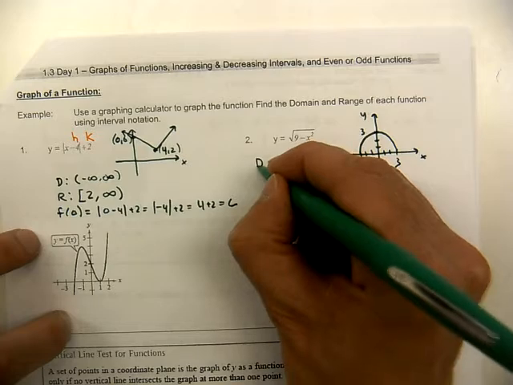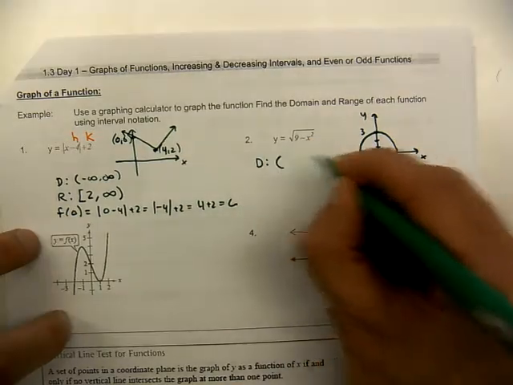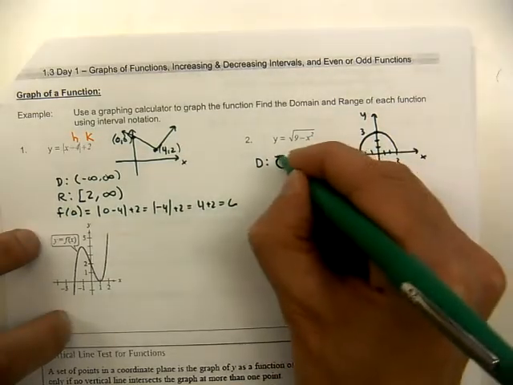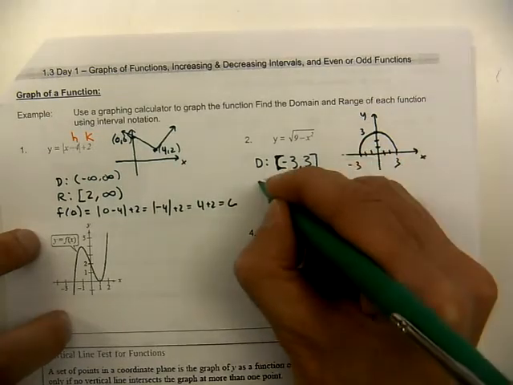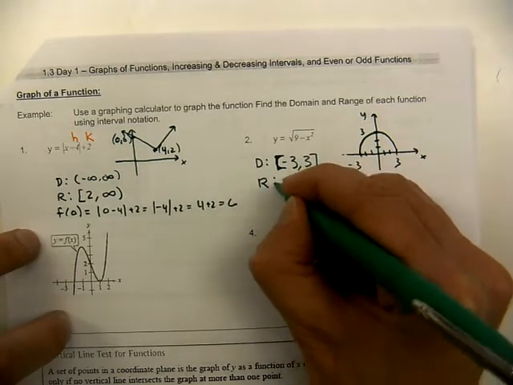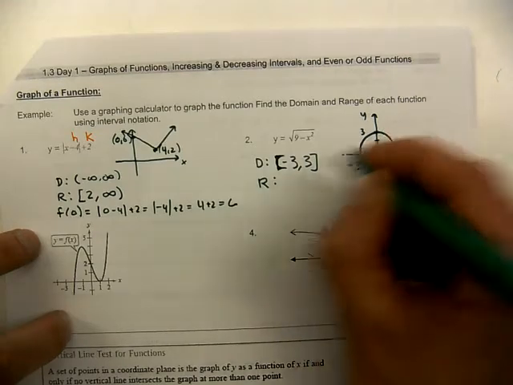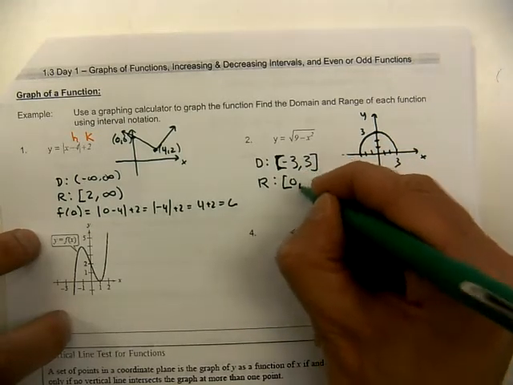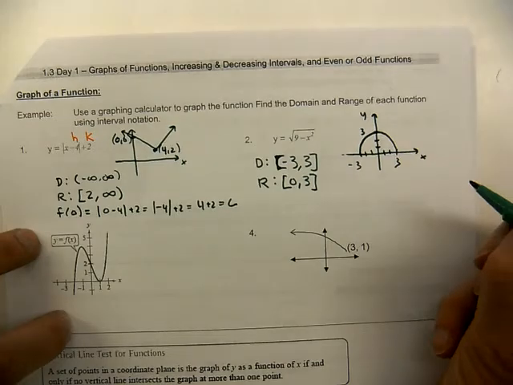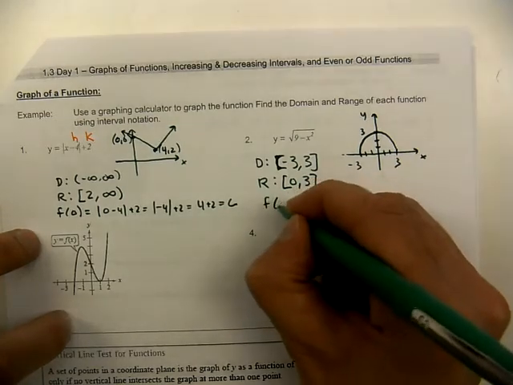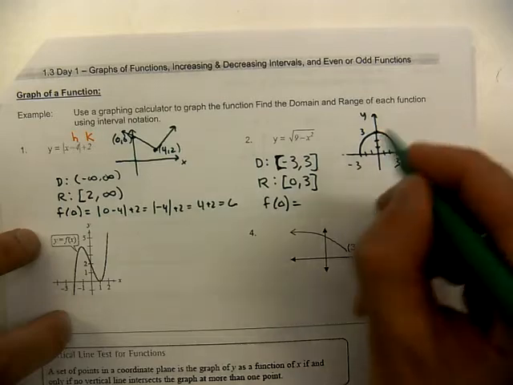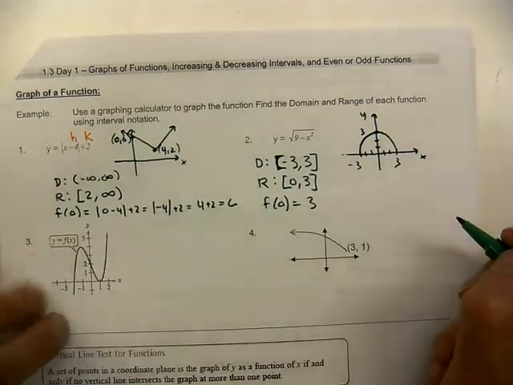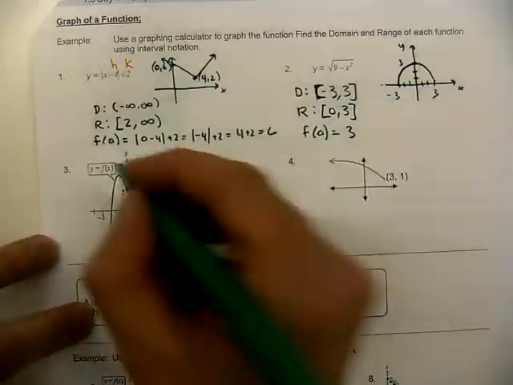So let's talk about our domain. Our domain is from negative 3 to positive 3. I need a square bracket on that because we are including those values. Our range is from 0 up to 3. So we're talking about the y-coordinate starting at 0 and increasing towards 3. And if we were to evaluate the function at 0, when the x-coordinate is 0, the y-coordinate is 3. So there's your output.